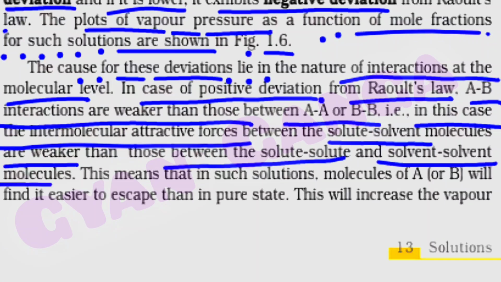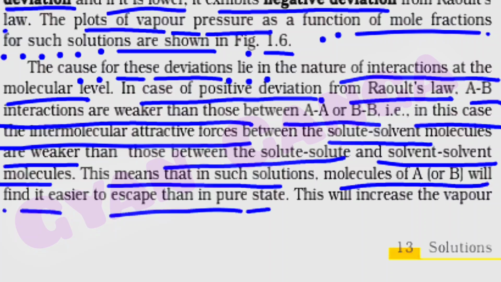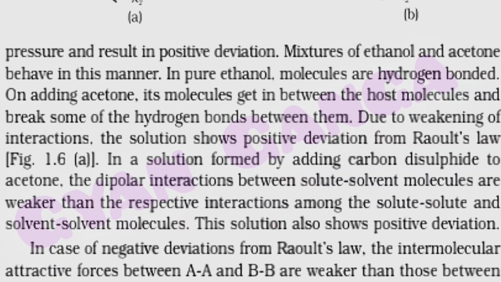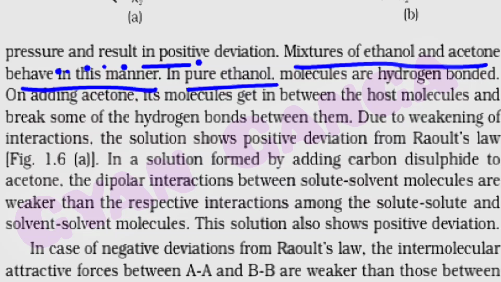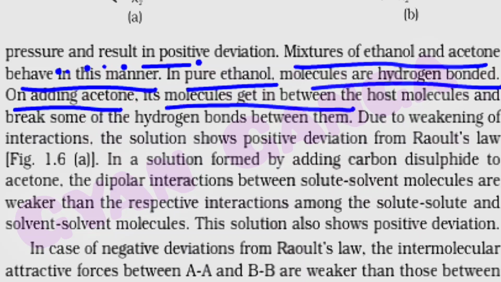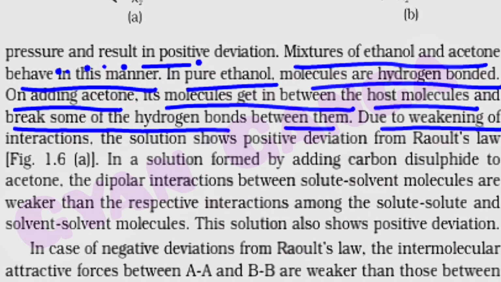This means that in such a solution, a molecule of A or B will find it easier to escape than in the pure state. This will increase the vapor pressure and result in positive deviation. A mixture of ethanol and acetone behaves in this manner. In pure ethanol, molecules are hydrogen bonded. On adding acetone, its molecules get in between the host molecules and break some of the hydrogen bonds between them. Due to weakening of interactions, the solution shows positive deviation from Raoult's law.